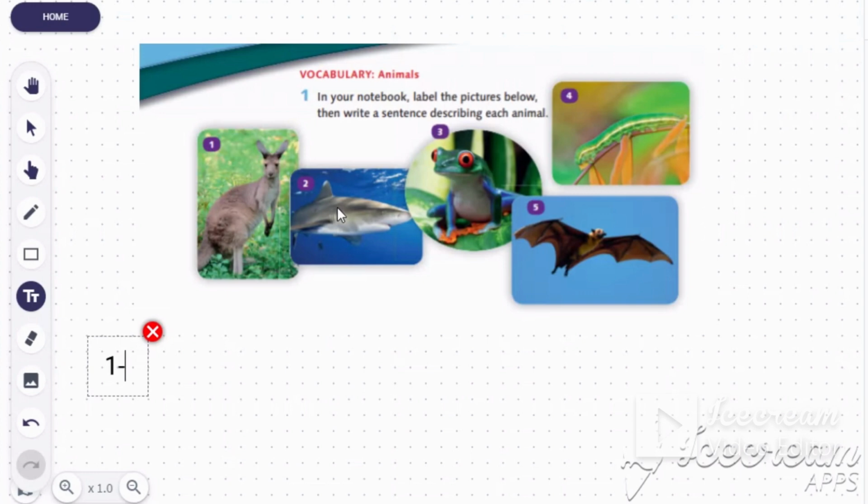It's a frog. What kind of animal is the frog? Excellent. It's an amphibian. It belongs to the amphibians, البرمائيات. Four. What's this? It's a caterpillar. What kind of animal is the caterpillar? Excellent. It's a kind of insects, يعود للحشرات. Five. What's this? It's a bat, خفاش. Where can we find bats? In caves, في الكهوف. We can find bats in caves.